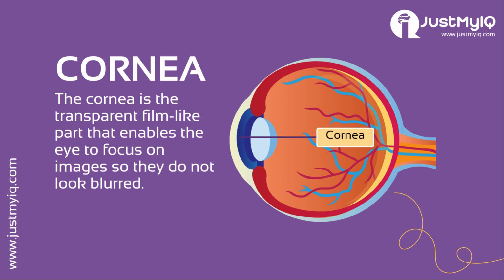Its main job is to bend light rays so that they move toward the lens. In fact, most of the eye's focusing power comes from the cornea itself. Without a healthy cornea, our vision would be blurry or distorted.